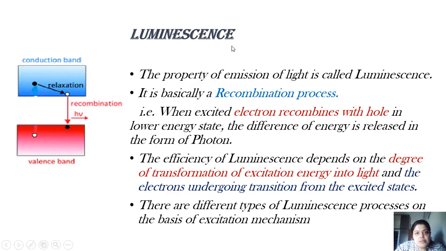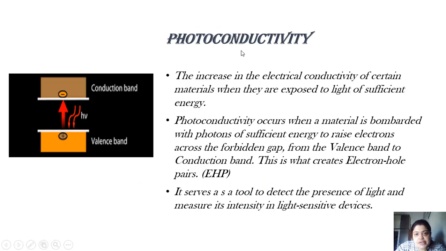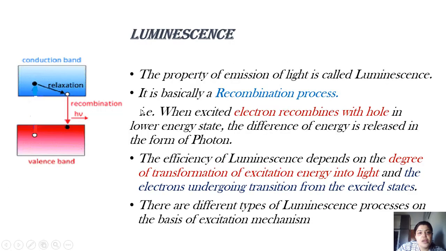Second important term related to optoelectronic devices is the process of luminescence. If I say photoconductivity, it is absorption process, right? How absorption? On absorbing light, electron hole pairs are created. Similarly, if I discuss luminescence, luminescence means the property of emission, basically known as spontaneous emission. Now, spontaneous means impromptu, suddenly. The property of emission of light is called luminescence. It is basically a recombination process.